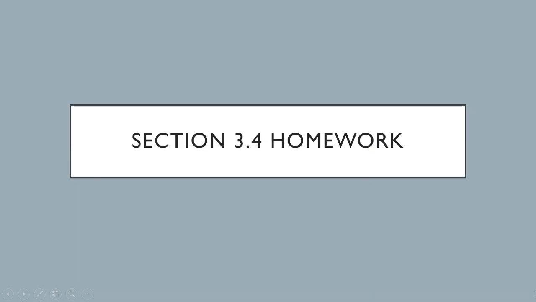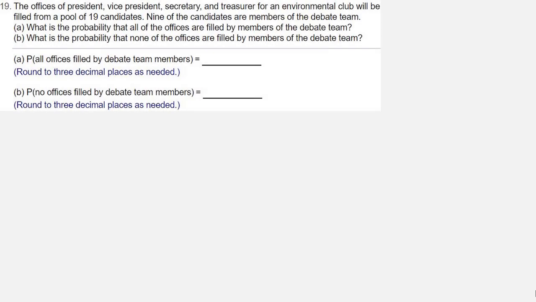Okay, so we're looking at homework from section 3.4. This is question number 19. The offices of President, Vice President, Secretary, and Treasurer for an environmental club will be filled from a pool of 19 candidates. 9 of the candidates are members of the debate team. We have 2 questions. Part A, what is the probability that all of the offices are filled by members of the debate team? Part B, what is the probability that none of the offices are filled by members of the debate team? So let's start with part A.